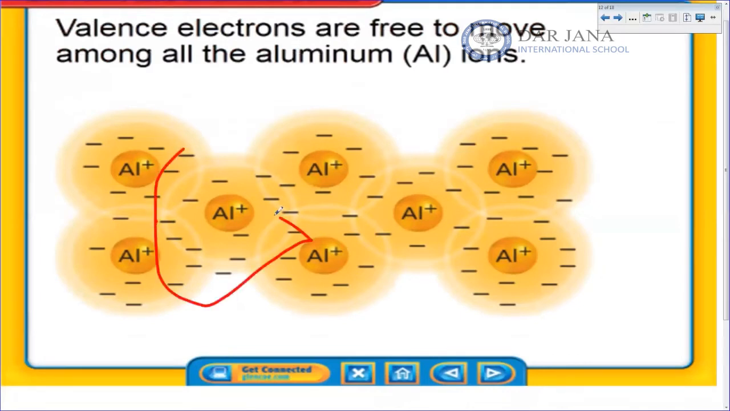Okay, all of these together. So these electrons here are shared among all the atoms.